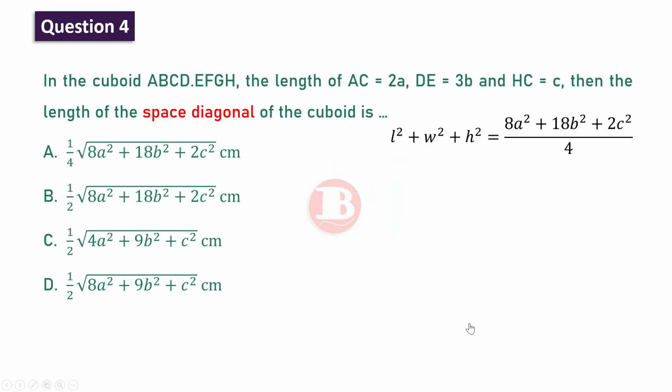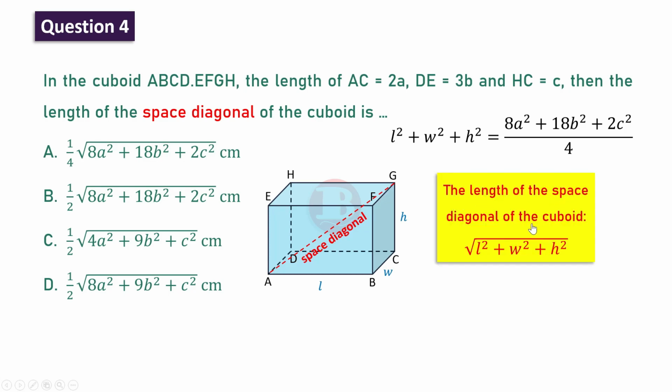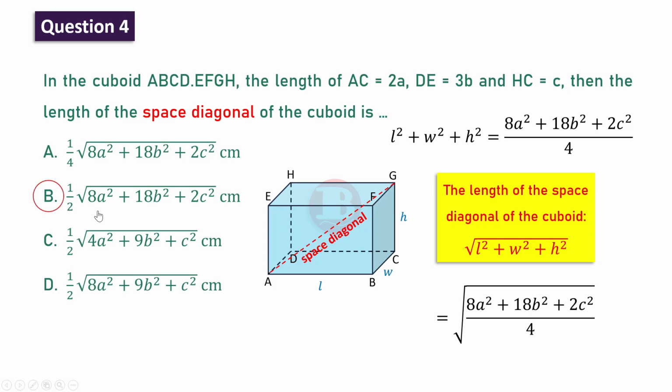Then multiply the numerator and denominator by 2, L squared plus W squared plus H squared equals (8A squared plus 18B squared plus 2C squared) over 4. AG is an example of the space diagonal of the cuboid. The formula of the length of the space diagonal of the cuboid is the square root of (L squared plus W squared plus H squared), which equals the square root of (8A squared plus 18B squared plus 2C squared) over 4. So, the answer is B, a half of the square root of (8A squared plus 18B squared plus 2C squared).